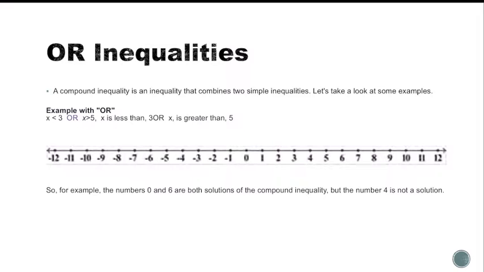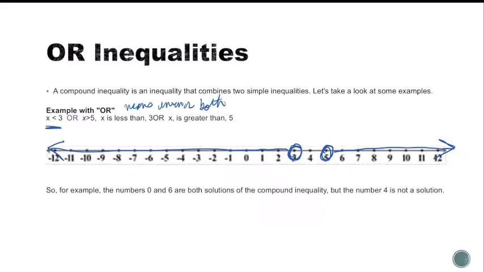Here's an "or" example. Or means union, or both. So if I have x is less than 3 or x is greater than 5, it means both of those. So I'm going to graph them both. I have x is less than 3, so we put an open circle because it's less than, not less than or equal to. That endpoint's not included. And I have x greater than 5. So here's 5 and everything greater than 5. All of this is my solution.